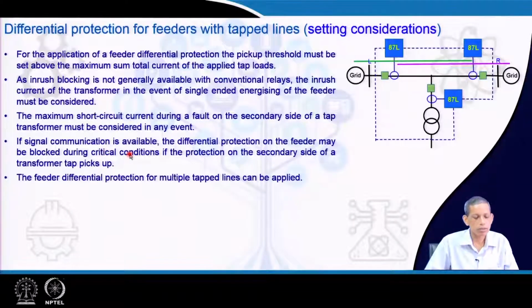If signal communication is available, the differential protection on the feeder may be blocked during the critical condition. What do I mean to say? If a signal is available, and the fault happens to be beyond the transformer, on the load side of the transformer, then both 87 L relays should be blocked. That is what we would like to say. That will avoid unnecessary tripping of the 87 L and make it more sensitive also.